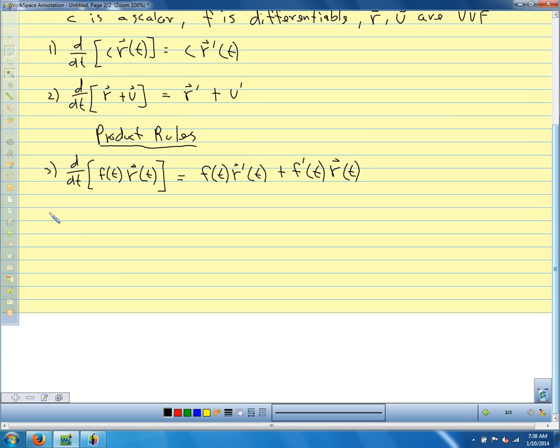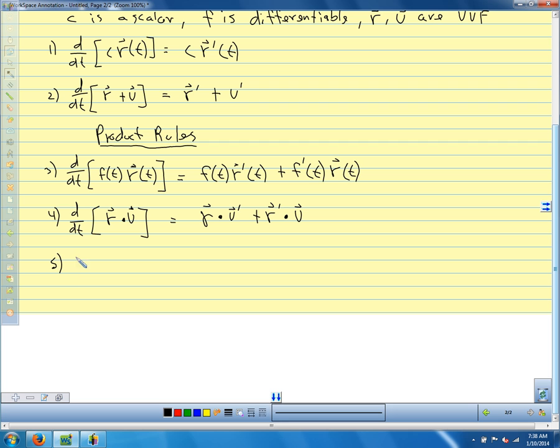The derivative of a dot product. Because our dot product commutes, the order doesn't matter. We can just use our regular product rule: r dot u prime plus r prime dot u. And we need to remember that we're taking the dot product.